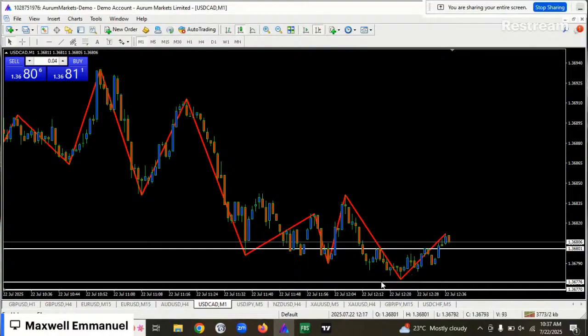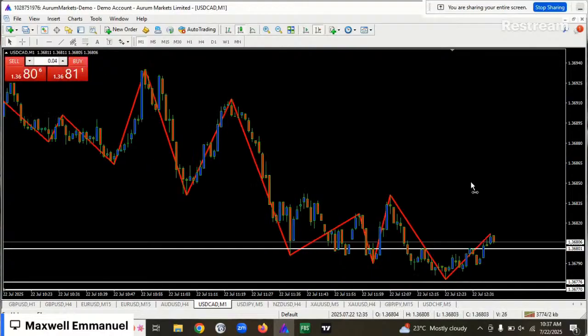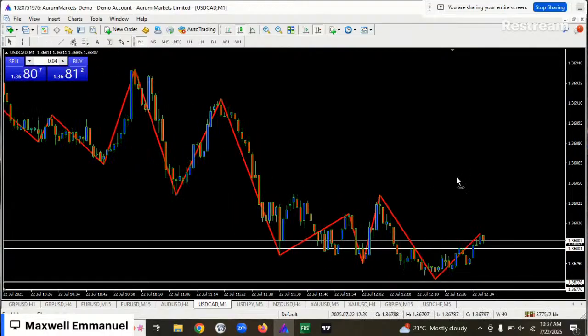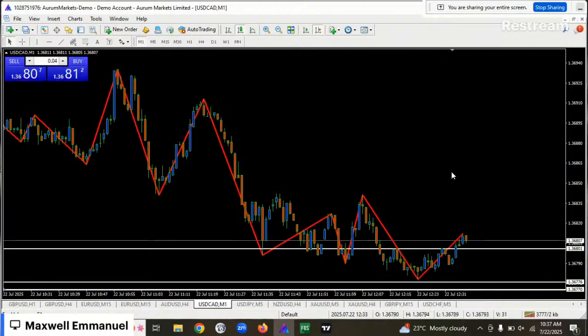So if 1 hour closes above this zone, that would be a good time to buy USD CAD.